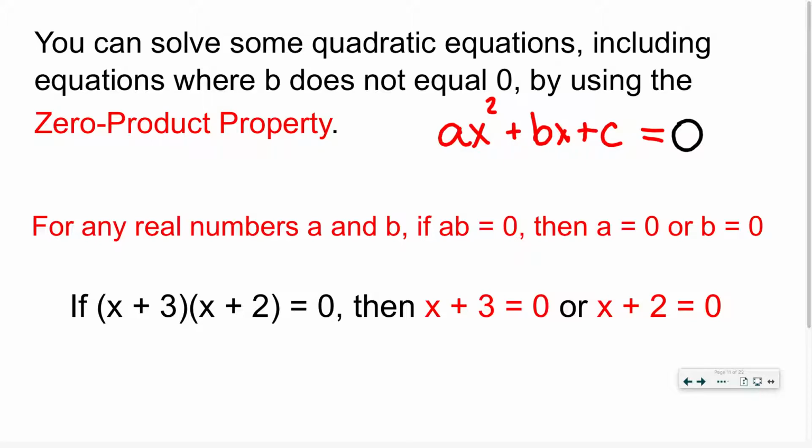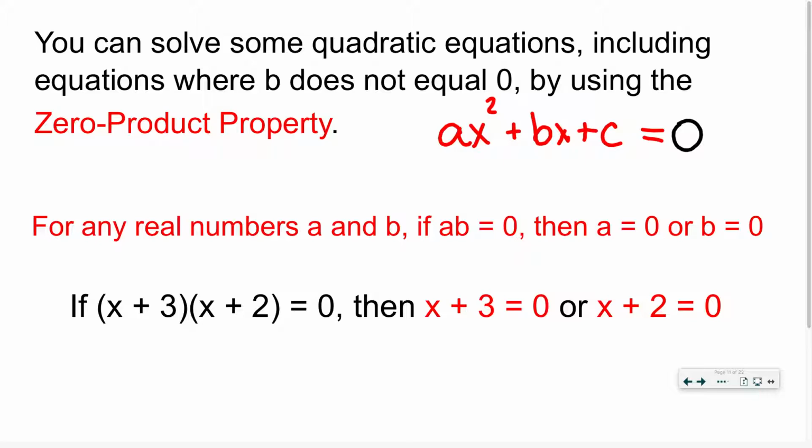So what the zero product property means, you already have worked with this before. For any real numbers, a and b, if you multiply a times b, and you know that your total is 0, so a times b equals 0, then either a has to equal 0 or b has to equal 0. The example would be there. If x plus 3 times x plus 2 equaled 0, then either x plus 3 equals 0 or x plus 2 would have to equal 0.